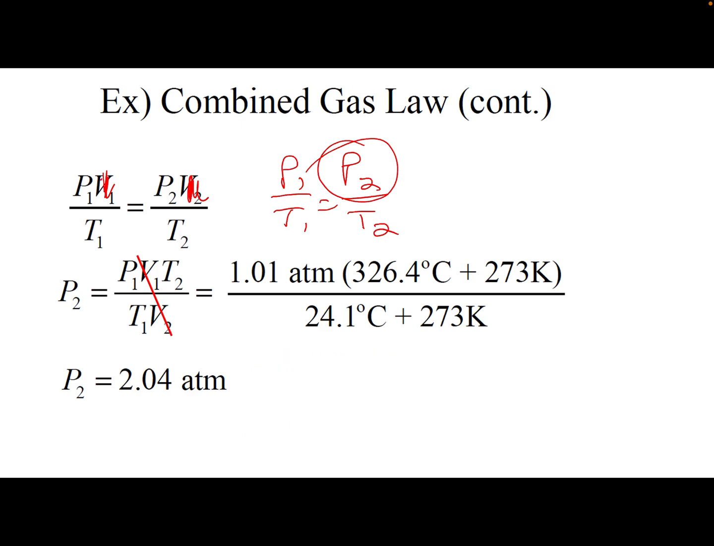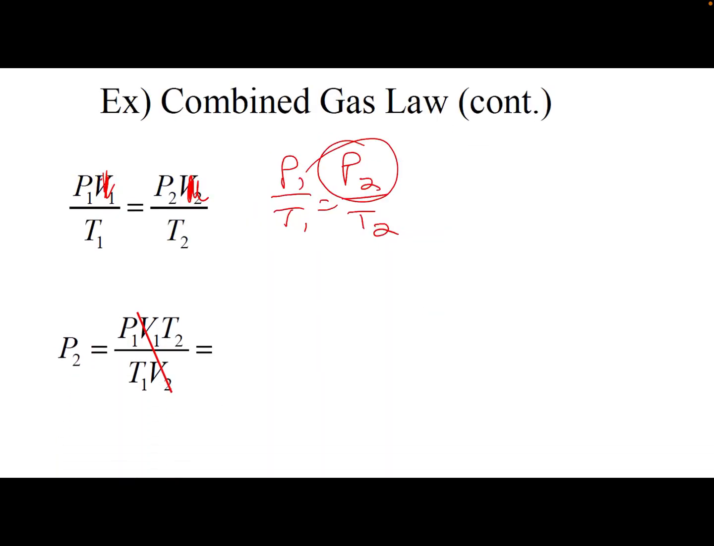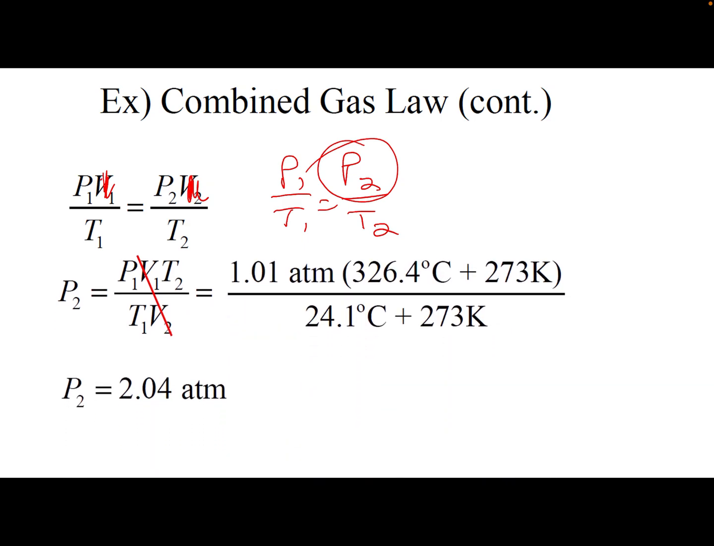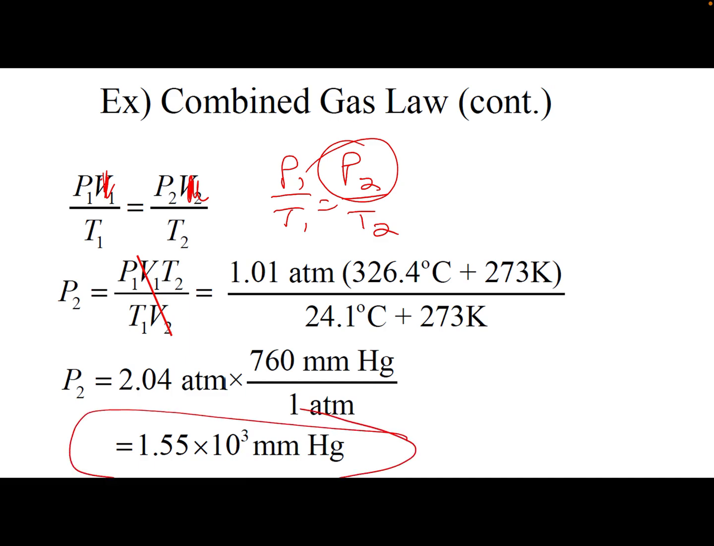And we were given, let's see if it asked us for millimeters of mercury. Yep, final pressure in millimeters of mercury. So using the atmospheres that we were given, we had 2.04 atmospheres, then we can convert that into millimeters of mercury. There is a conversion on your formula sheet. So 1 atmosphere is 760 millimeters of mercury, so you should find out that you have 1.55 times 10 to the third millimeters of mercury.